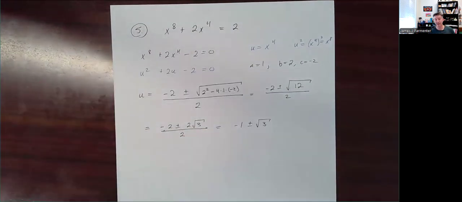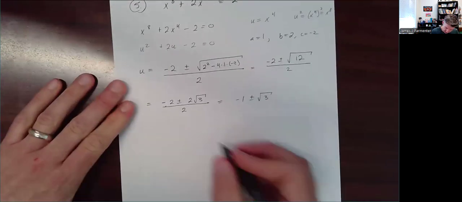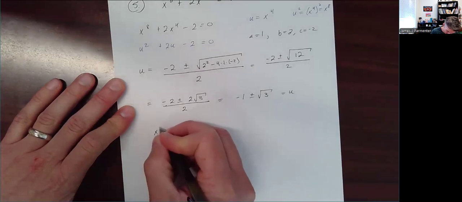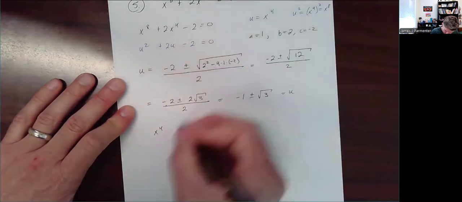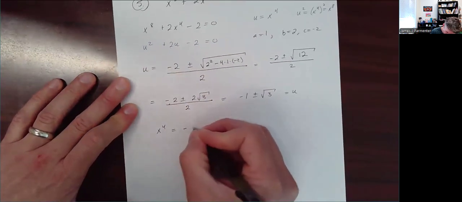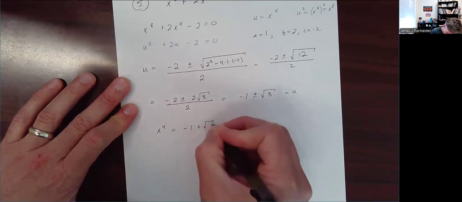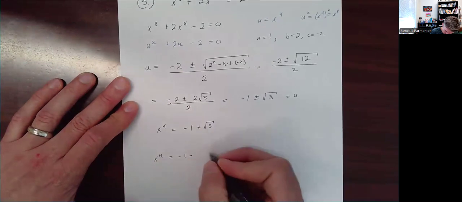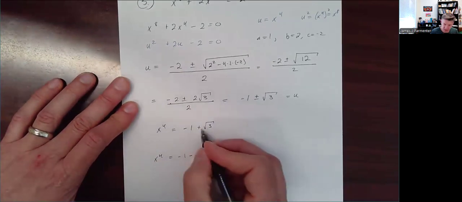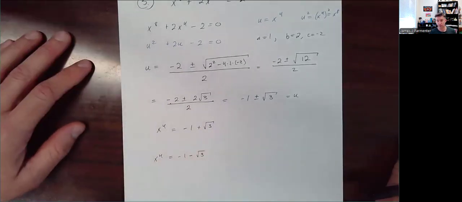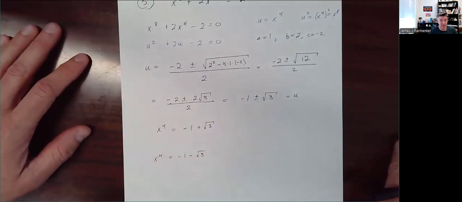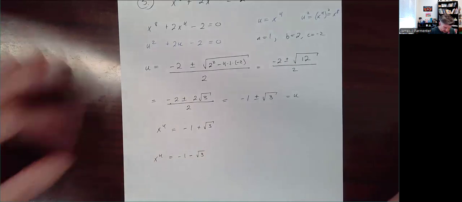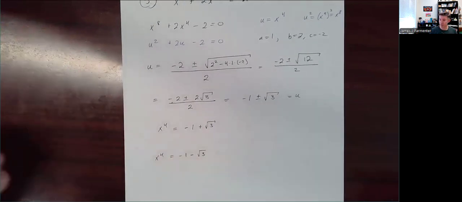And here's where we have to be extra careful. So that's what u is equal to. And then we're going to write that x to the 4th, which is what u is equal to, is negative 1 plus root 3. And x to the 4th is negative 1 minus root 3. Negative 1 plus root 3, is that positive or negative? Well, the square root of 3 is bigger than 1, so negative 1 plus the square root of 3 is positive. And we can always take the 4th root of a positive number.